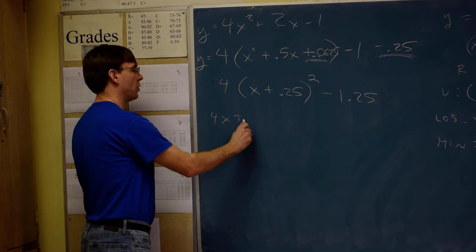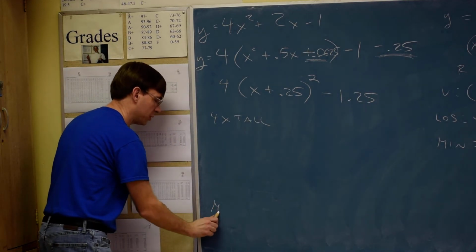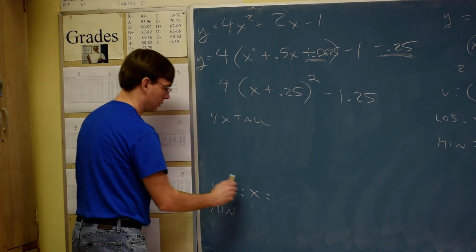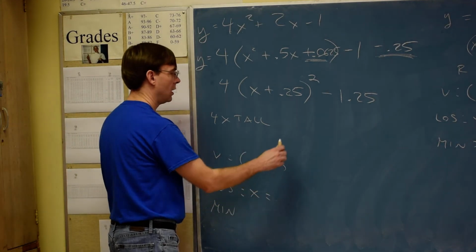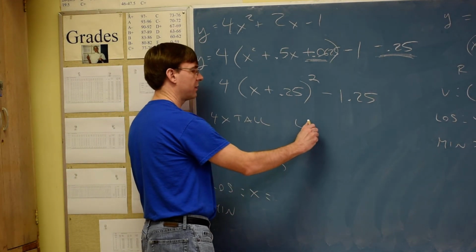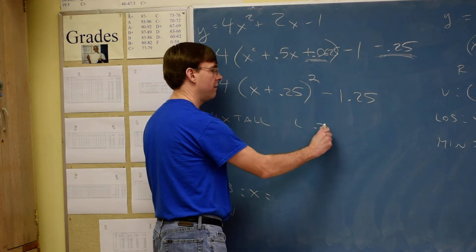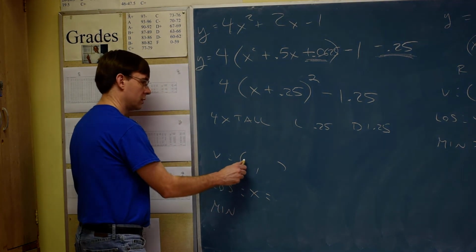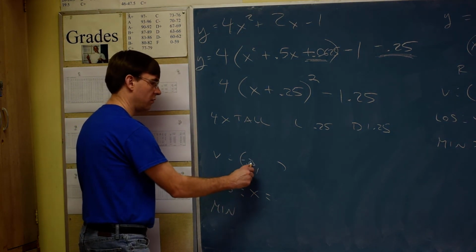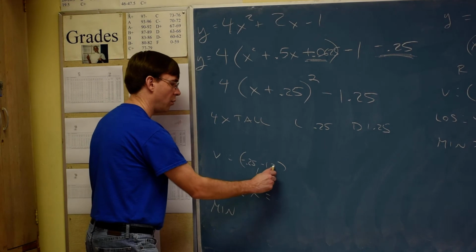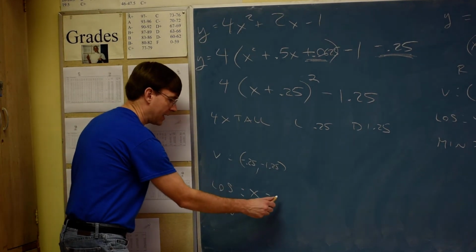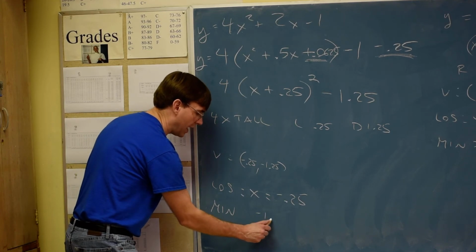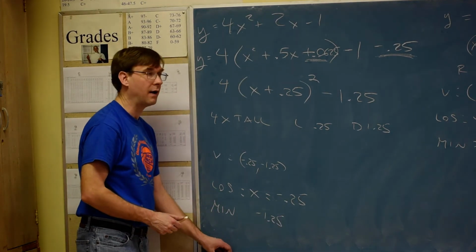So we go 4 times taller, no flip, so min. Left 0.25, down 1.25, so negative 0.25, negative 1.25. X equals the negative 0.25, min of negative 1.25.